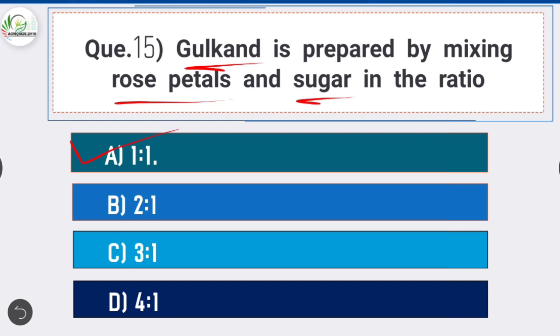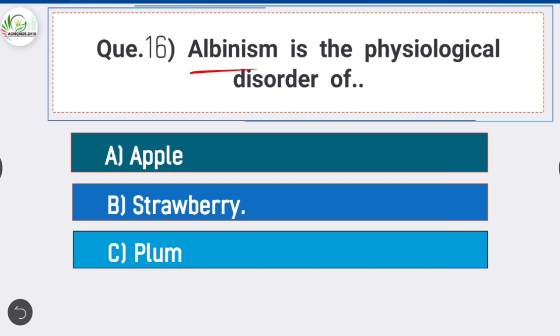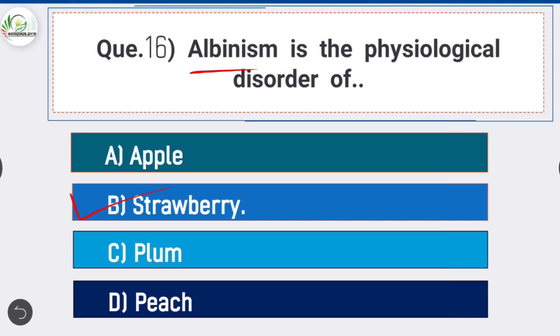Question number 16. Albinism is the physiological disorder of? Answer is option B, strawberry. Albinism is a physiological disorder found in strawberry.